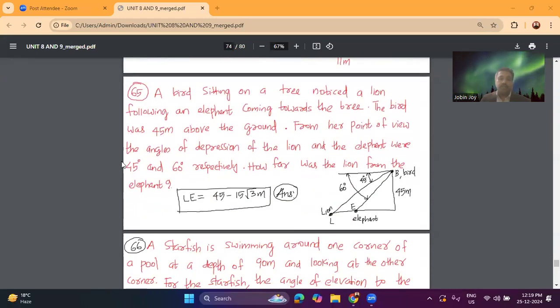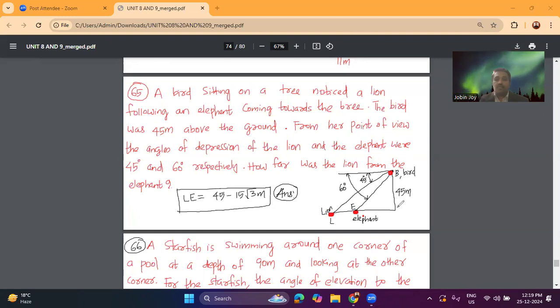A bird is sitting on a tree, so this is the position of the bird. Sitting on the tree, she noticed a lion. This is the lion. Following an elephant, there is one more object, that is an elephant, coming towards the tree. And this is the tree, and this is the position of the bird. This is the lion, and this is the elephant.